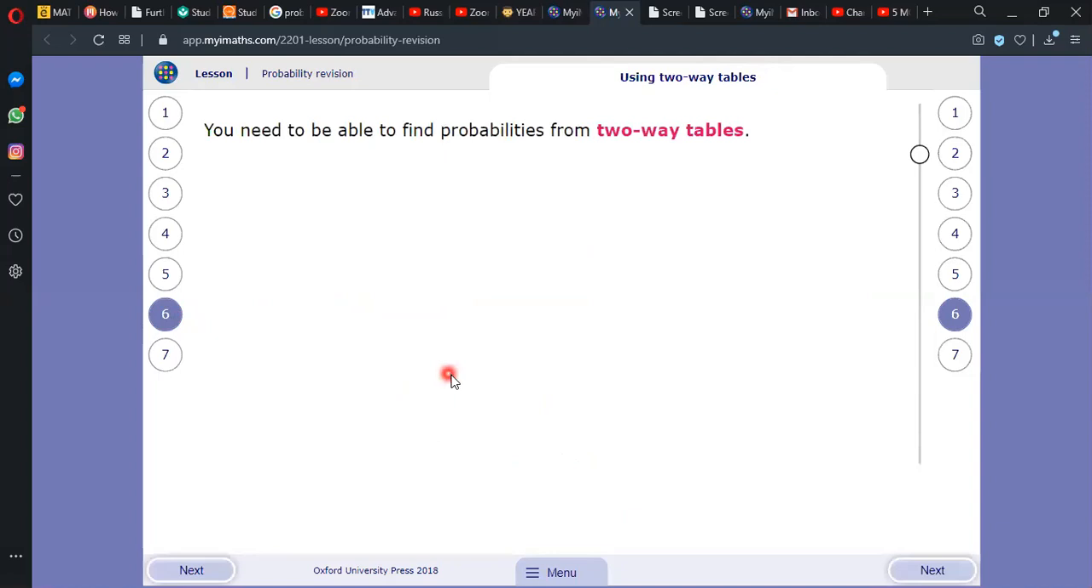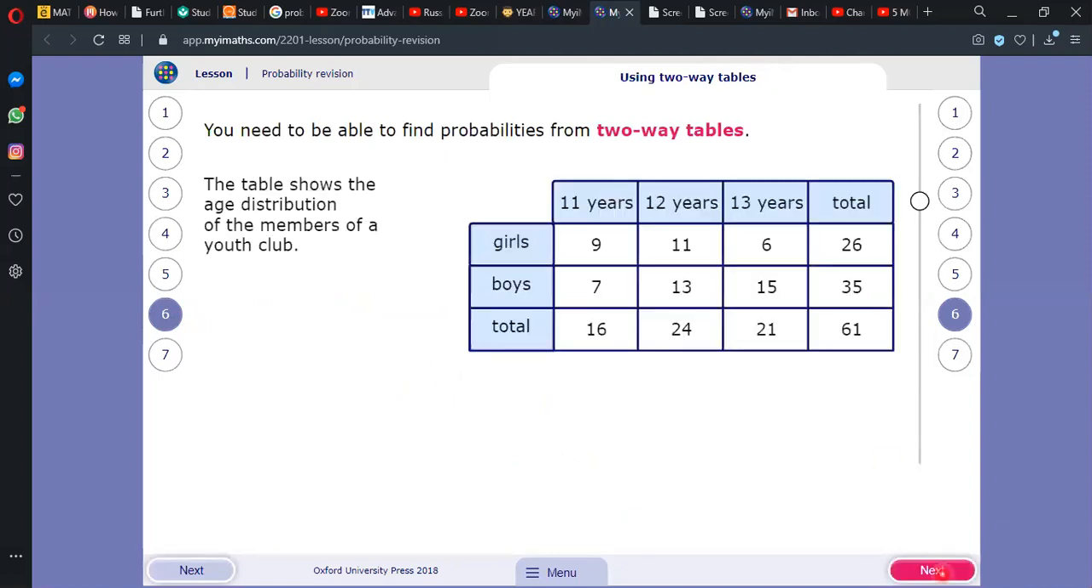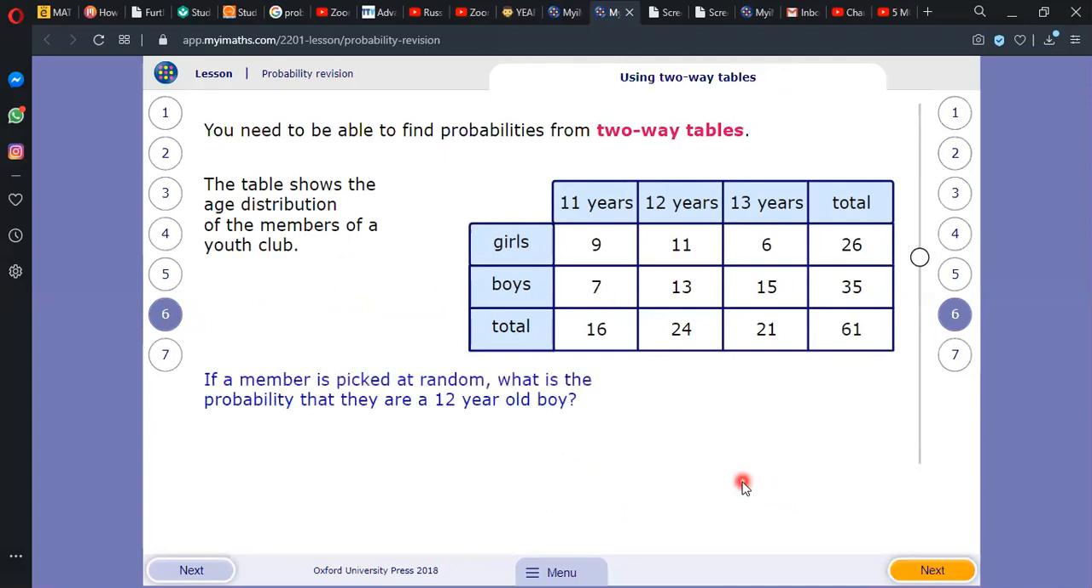Okay, moving on. You need to be able to find probabilities from two-way tables. We've done that already in previous classes as well. Take a look at this table. It shows the age distribution of the members of a youth club. From that table, if a member is picked at random, what is the probability that they are a 12-year-old boy? So our focus is 12 years, and our focus is a boy. So we have 13. So the successful outcome is 13.